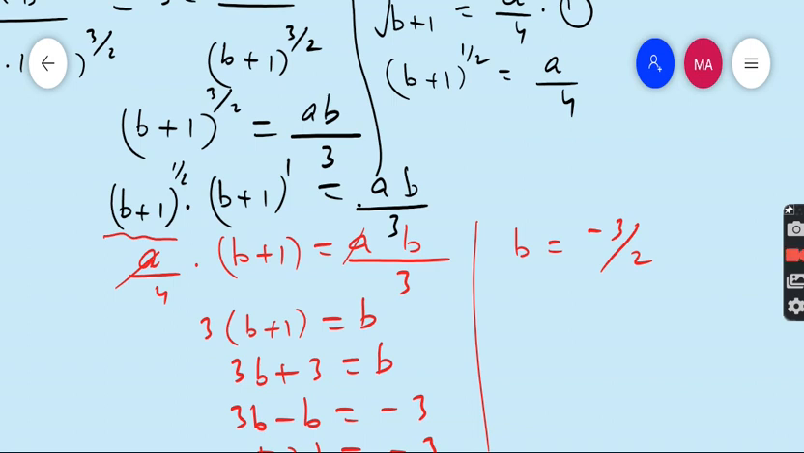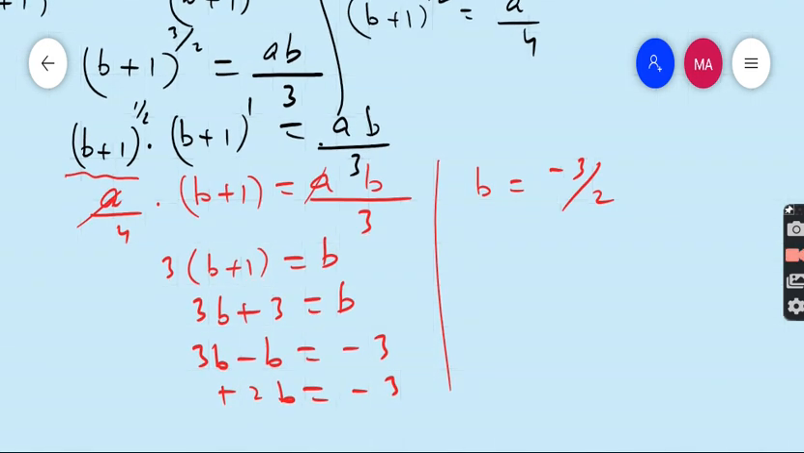So (b plus 1) to the power half is equation number 1. So replace this (b plus 1) to the power half by a upon 4. No mistake. (b plus 1) and ab upon 3. A cancel by a. I found the mistake. Look at this. I forgot to write this 4. 4 into b is 4b. This is the mistake.